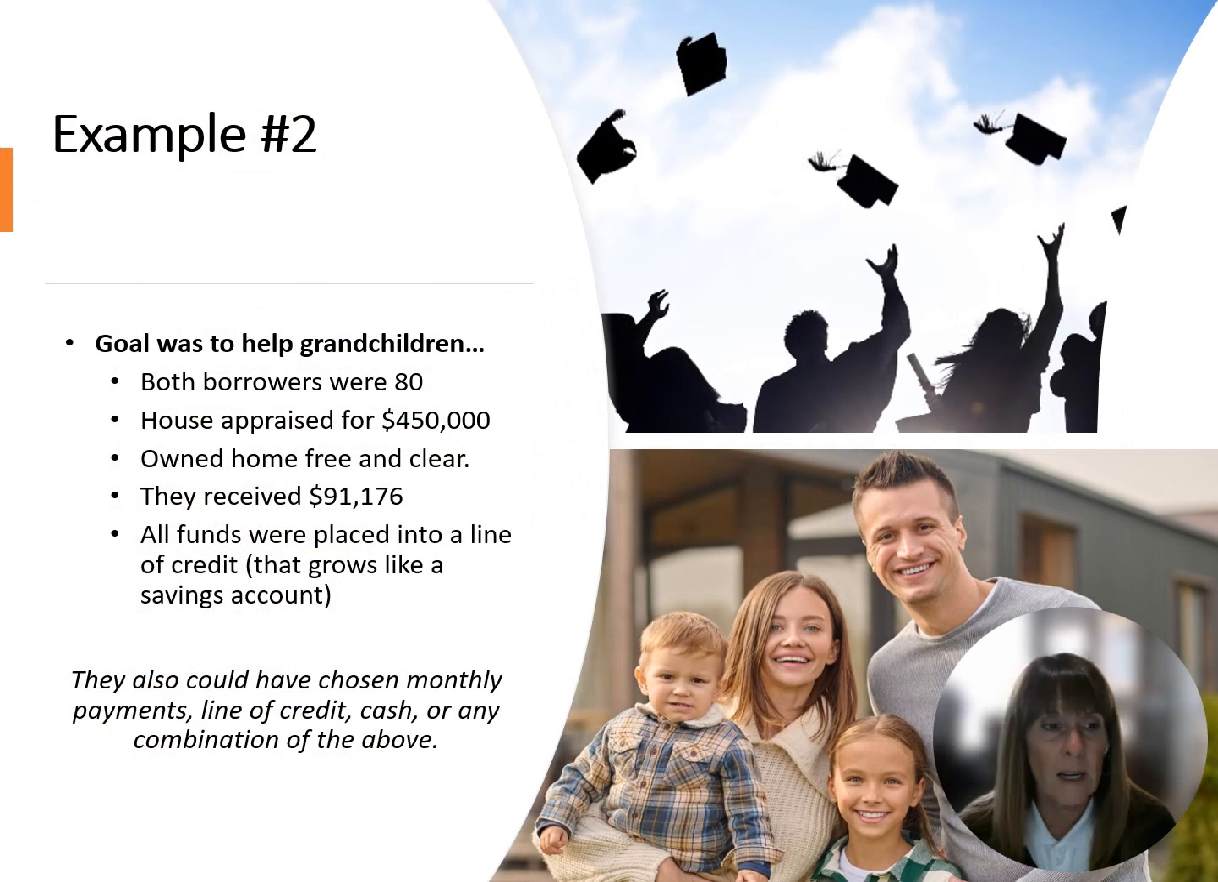Next, I'm seeing a lot of grandparents helping grandchildren. They have homes that are paid off, they have equity, and they're going, okay, I'm going to help my grandkids with education. We know how expensive that can be. These people actually received about $91,000 out of their $450,000 house. They put the money in a line of credit. The line of credit grew at about 7 or 8%, depending where rates are at the time. And they would pull out what was needed when their grandkids had tuition due.